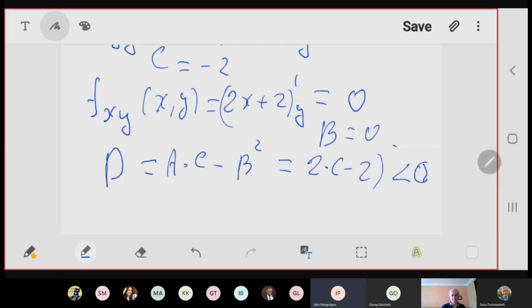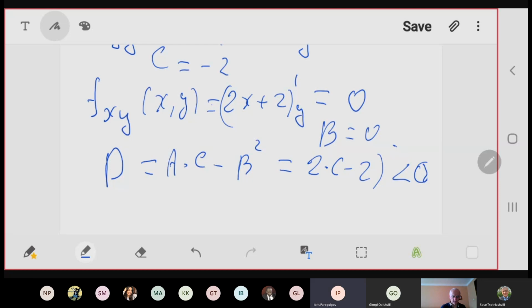But why? I just wrote there that D will be -4, yes, it's negative, and A will be +2. So it means that here we will have a local maximum or minimum, yes? Not?